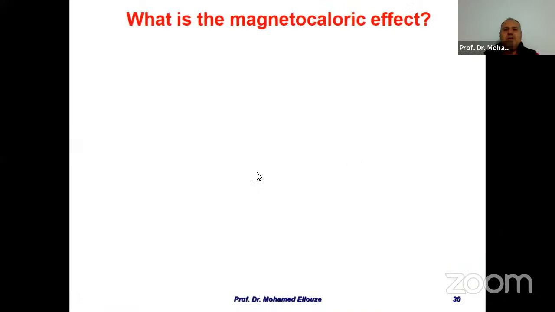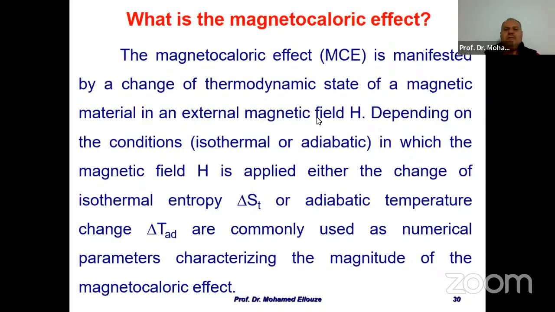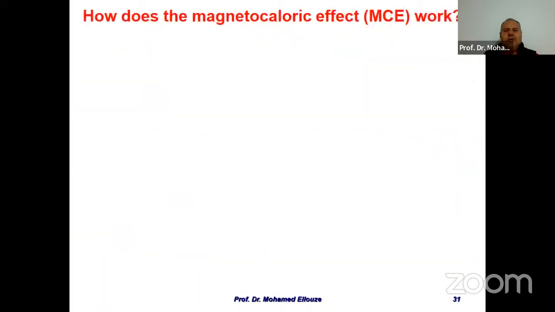What is the magnetocaloric effect? It is manifested by the change of the thermodynamic state of magnetic materials in an external magnetic field. Depending on the condition in which the magnetic field is applied, either the change of thermal entropy or the adiabatic temperature change is commonly used as the numerical parameter characterizing the magnitude of the magnetocaloric effect.